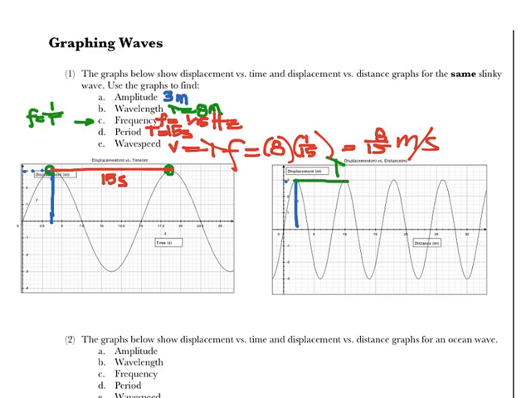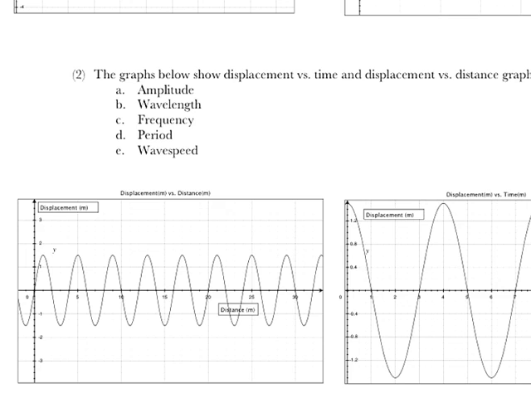What I want you to do is try to repeat the same process with number 2. I want you to try to find the amplitude, wavelength, frequency, period, and wave speed, and then check back with this video for the answer. Alright, so now that you have tried this yourself, and if you hadn't, pause, try it yourself, even if you're not sure if you're going to be right. Let's go over the answers.